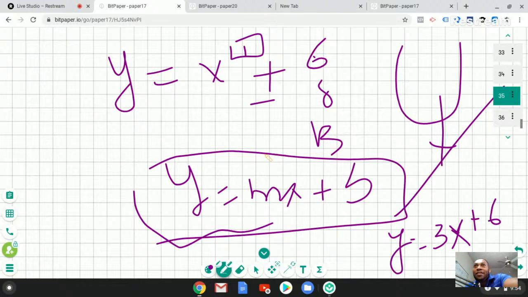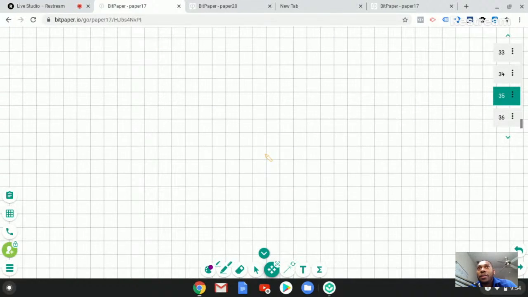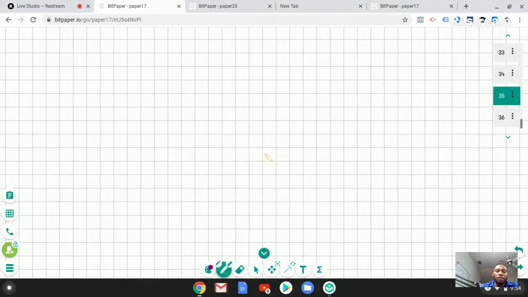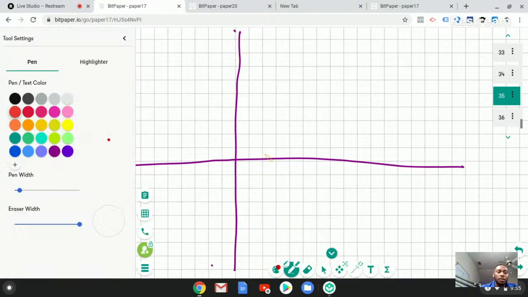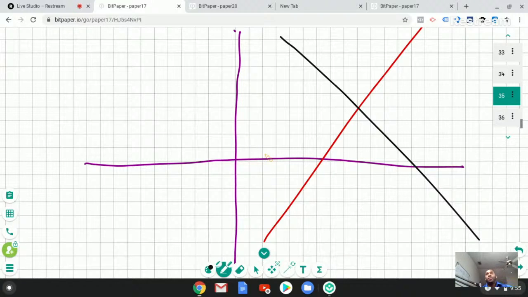Okay, solving equations by graphing and elimination. Okay, so let's say you have two linear equations you wanted to solve. So let's say you had a line, this line right here, and then you had another line. Let me use a different color for this line. Let's say you had a line this way, and you had another line that way.